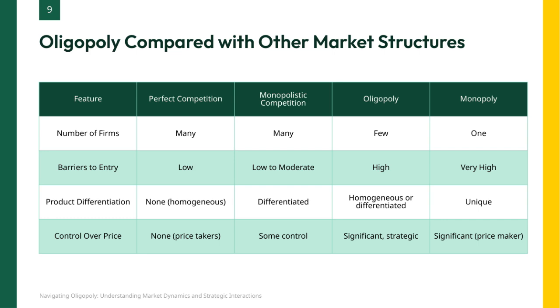When it comes to product differentiation, oligopolies can offer either homogeneous or differentiated products, while perfect competition involves homogeneous products and monopolistic competition features differentiated ones. Finally, in terms of control over price, firms in an oligopoly have significant and strategic control, unlike perfect competition where firms are price takers. Monopolies, on the other hand, have very high barriers, produce unique products, and hold significant control over price as price makers. This table helps highlight how the oligopoly stands out particularly in terms of the number of firms, barriers to entry, and the nature of pricing power.